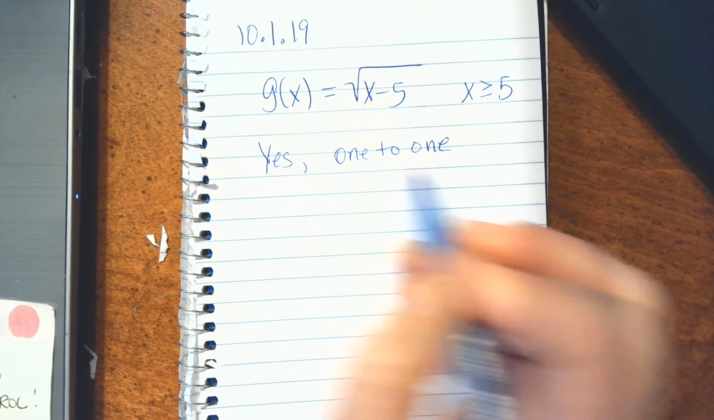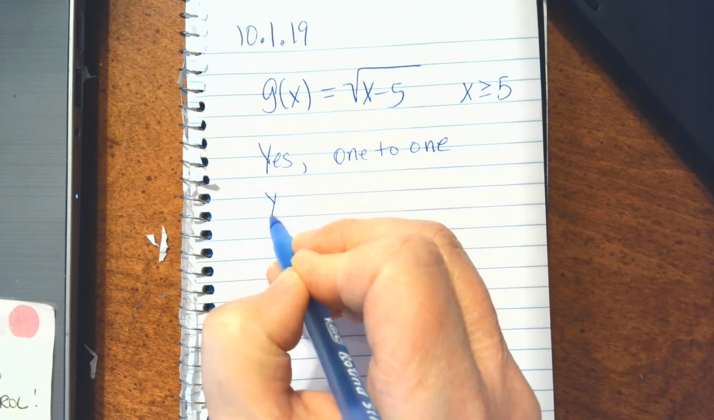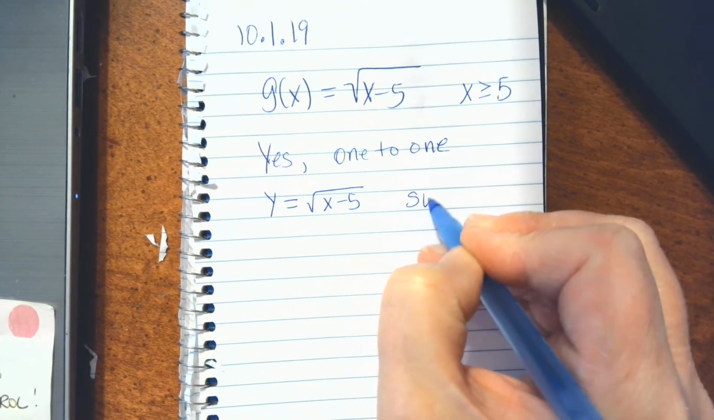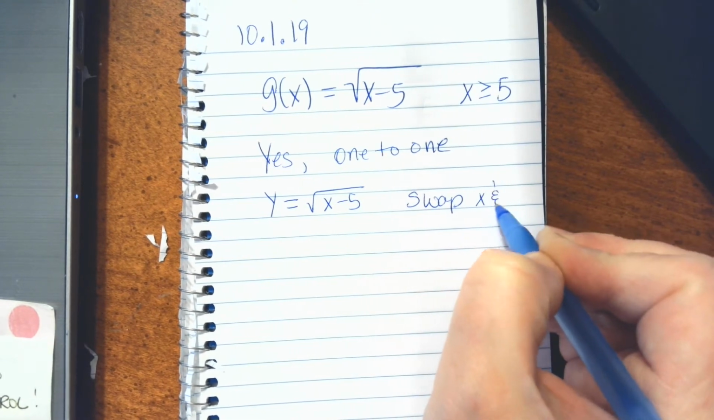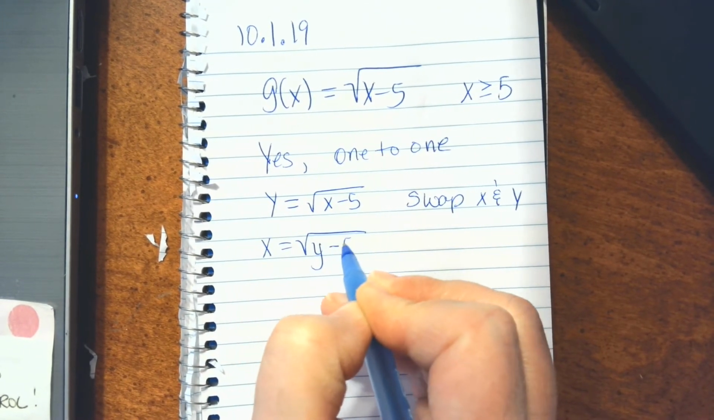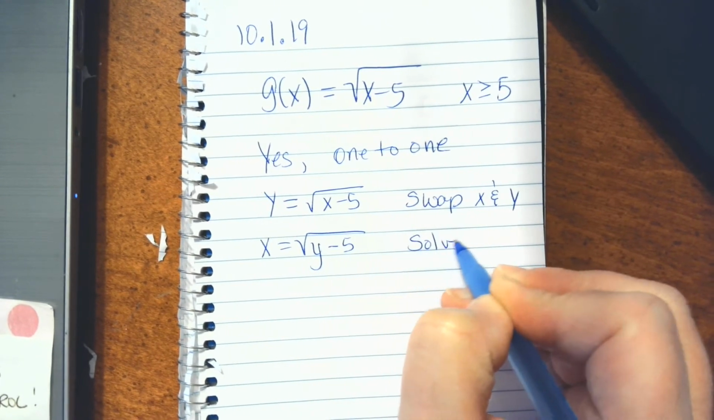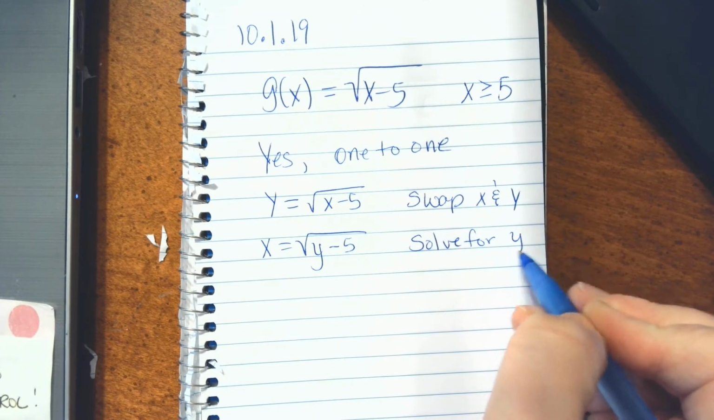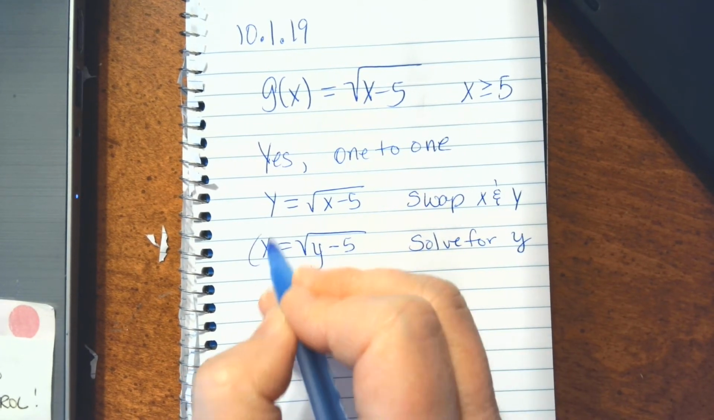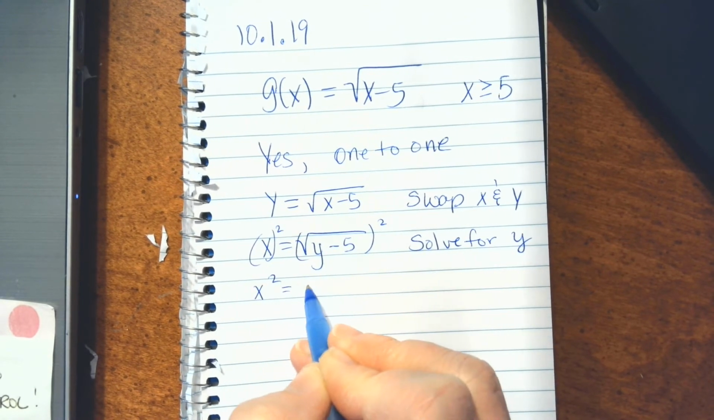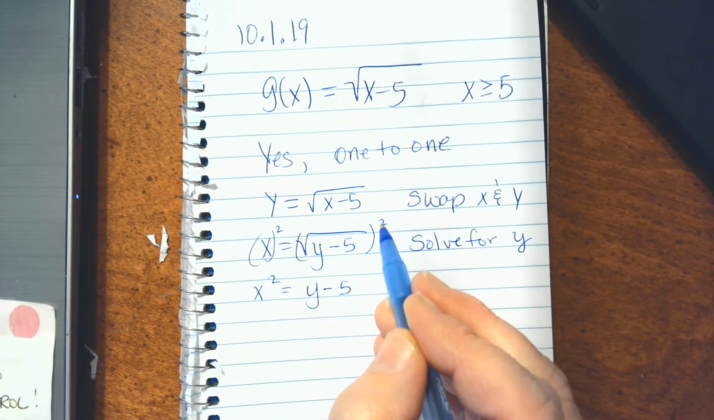To find its inverse, I like to write it as y equals the square root of x minus 5, and then to swap x and y. So x equals the square root of y minus 5. Now I need to solve for y. To undo the square root, I'm going to square both sides. So x squared equals y minus 5.